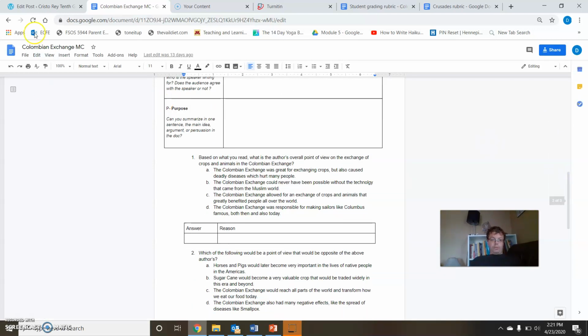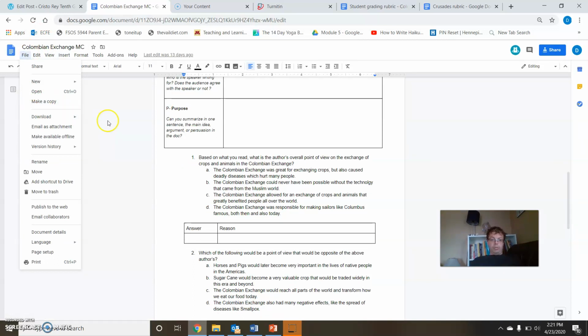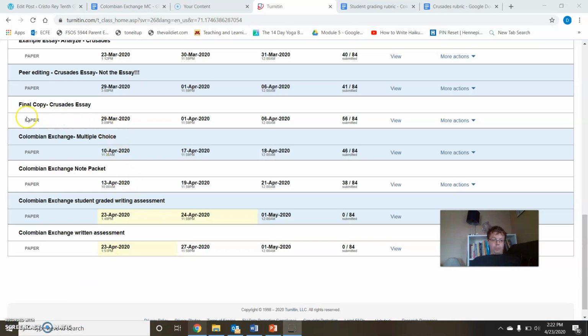Again, you go to File, make a copy, finish all that, and turn that into turnitin.com. Here's where you turn in your multiple choice to make sure you get those 6 points. And here is where you turn in the note packet on turnitin.com. Make sure you turn both of those in. Those will be graded and they are part of your standard.